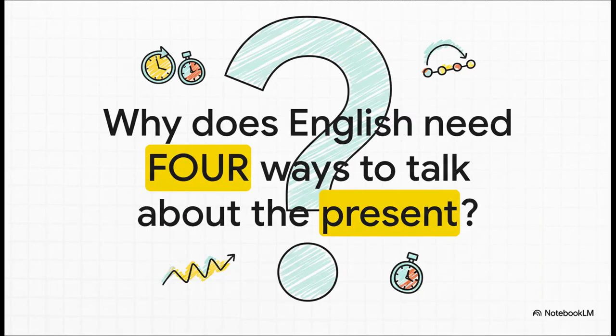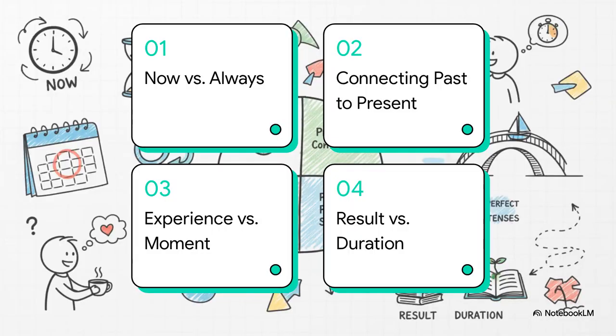And that's a fantastic question, isn't it? I mean, why does English have to be so complicated? Four different ways to talk about right now? Well, the truth is, each one gives us a totally unique perspective on time. Just stick with me here, and you'll see that every single one has a really specific and actually pretty powerful job to do. So here's our game plan.